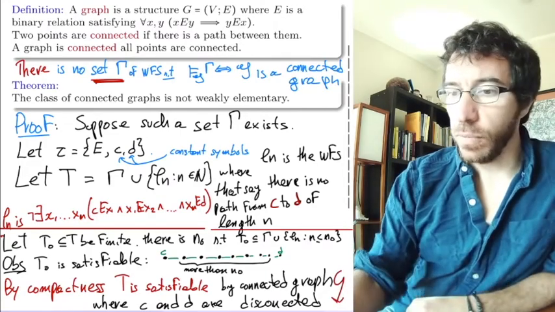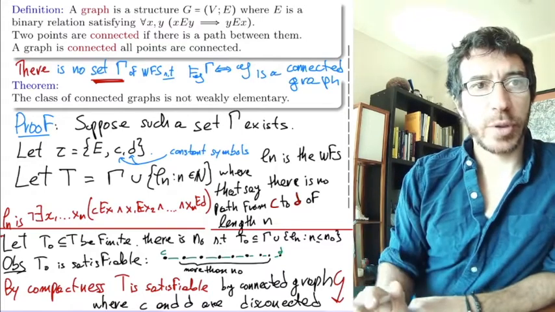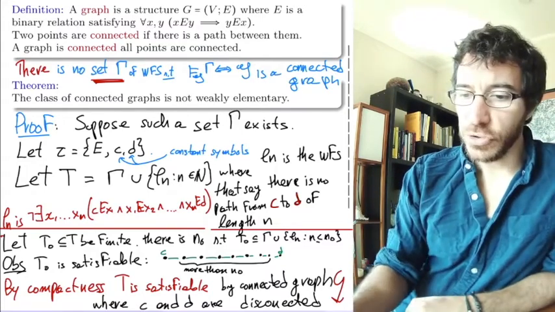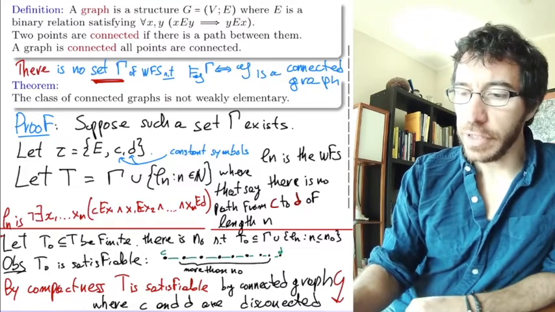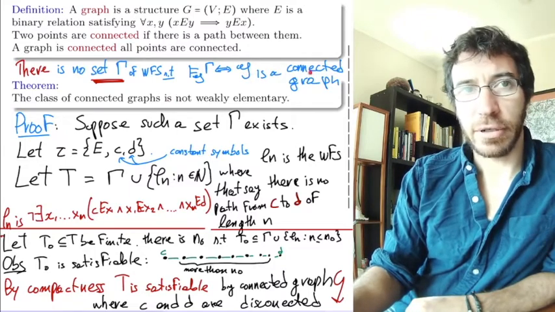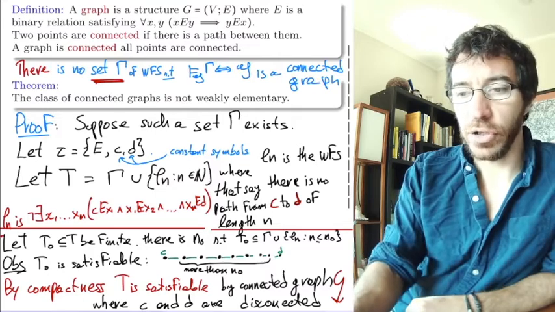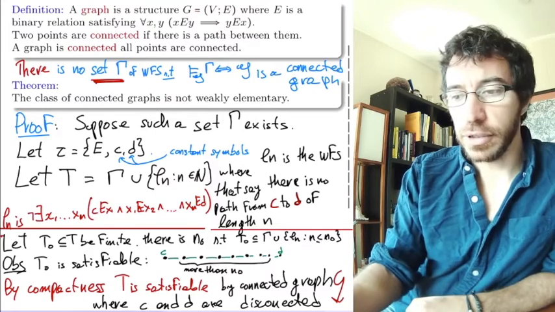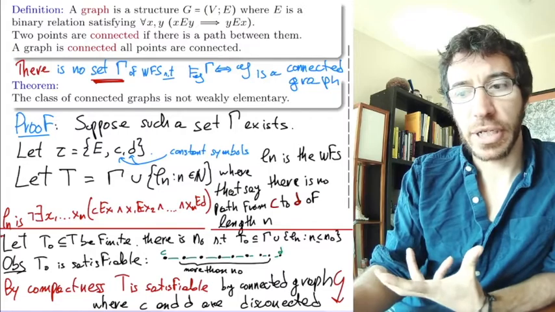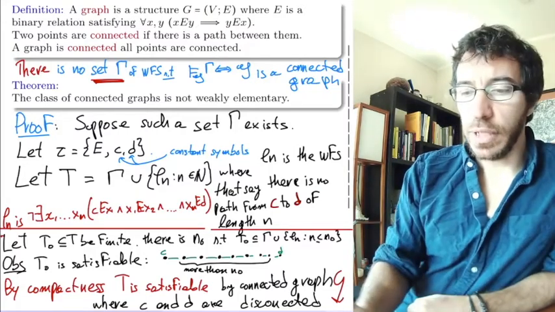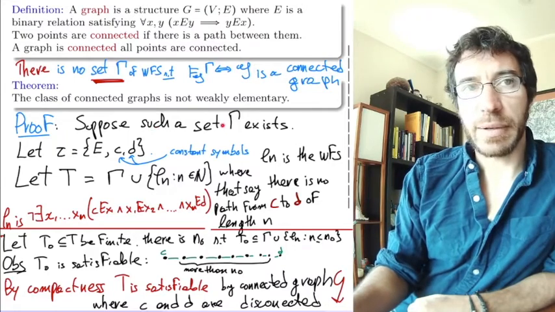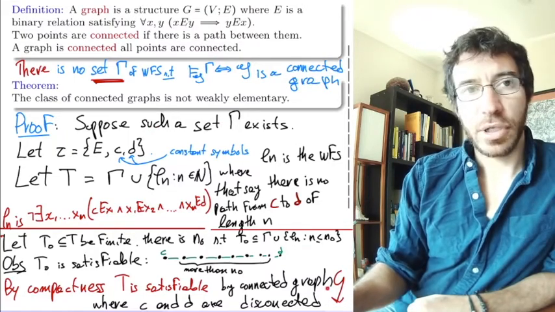Okay, so let's review the summary of this proof. We wanted to show that there is no set of sentences, gamma, such that you're a model of it if and only if you're a connected graph. Being a graph is easy. This is the only axiom for being a graph. So the difficult part comes from the connectedness. It cannot be axiomatized. So how do we do it? Well, we assume towards a contradiction that such a gamma exists, and then we get a contradiction at the end.